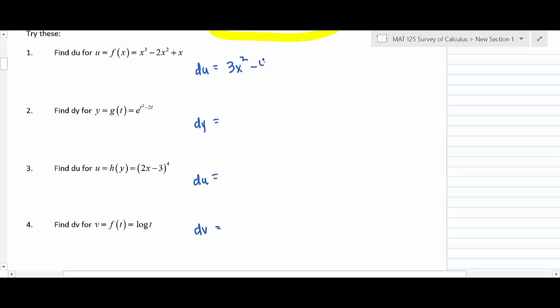3x squared minus 4x plus 1. What do you put at the end of this? dx. Good. Okay, just kind of put it at the end like that. Okay? All right. What's the derivative of the next one?